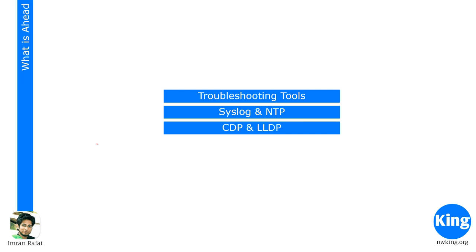So what are we going to look at? We're going to look at three things. Of course, we'll continue with troubleshooting, so we'll look at a few troubleshooting tools. Then we'll look at Syslog and NTP, and then we will look at CDP and LLDP. So stay tuned.